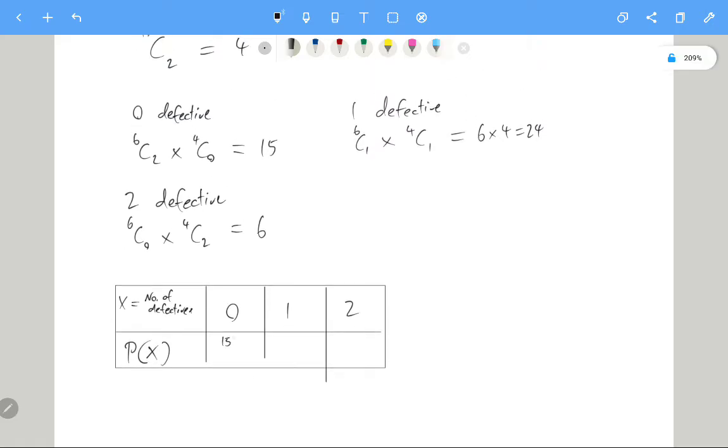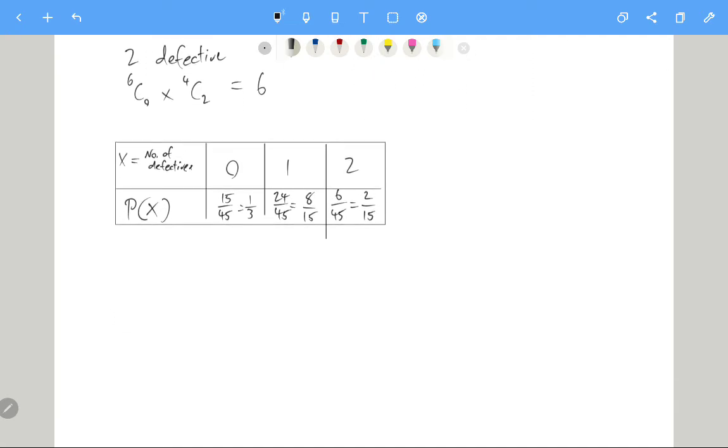And so we've got 15 out of 45 chance of getting 0. We've got a 24 out of 45 chance of getting 1. And we've got a 6 out of 45 chance of getting 2. Now, all of these have a common factor of 3 at least. So in this case, this one just becomes a third. 24 over 45 can be simplified to 8 on 15. And the last one can be simplified into 2 on 15.